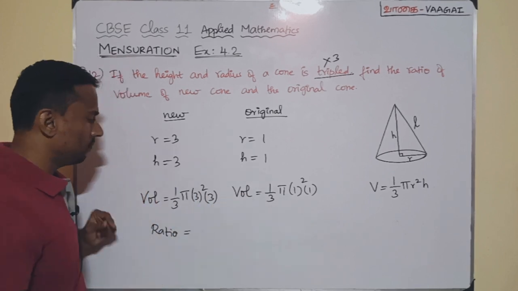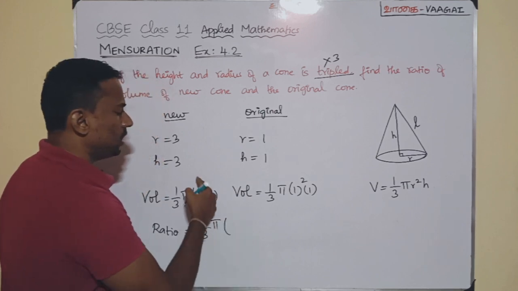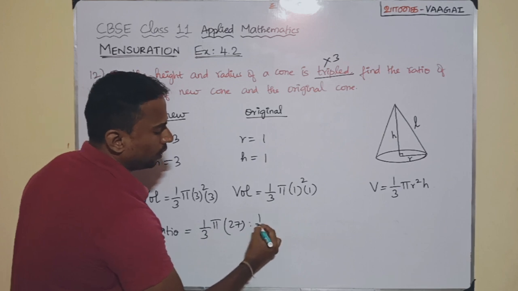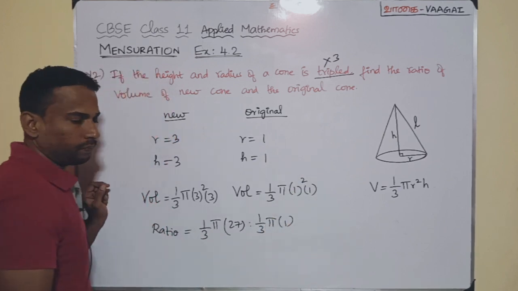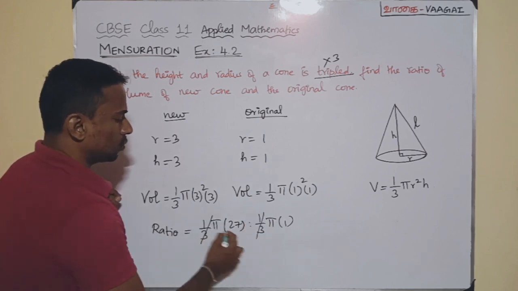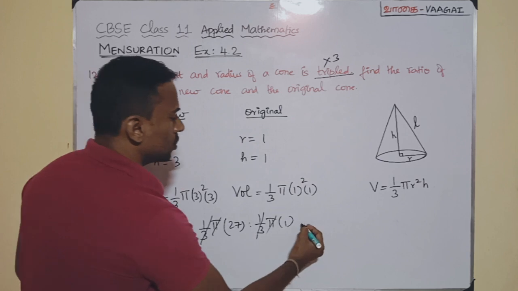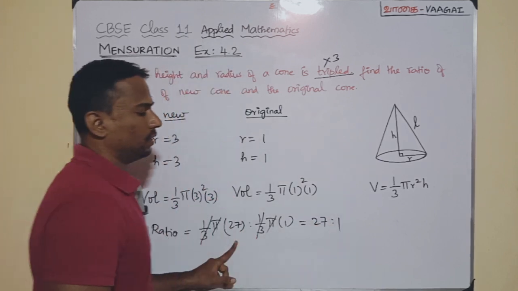So this will be 1 by 3 into pi into 3 square into 3, which is 27, is to 1 by 3 into pi into 1 square into 1, which will be simply 1. Now I can easily cut this 1 by 3 pi on both sides because we take the ratio only. So now this will simply become 27:1, and that's going to be the answer.